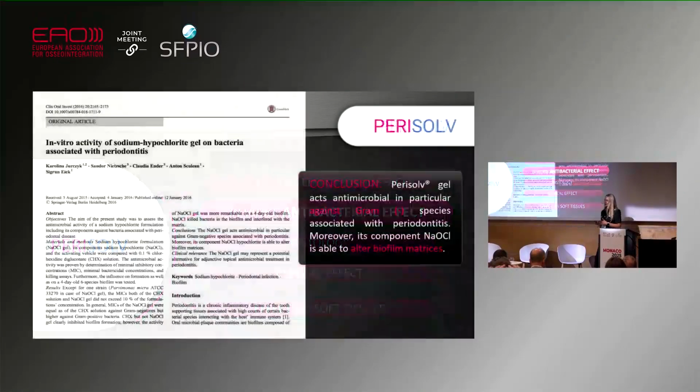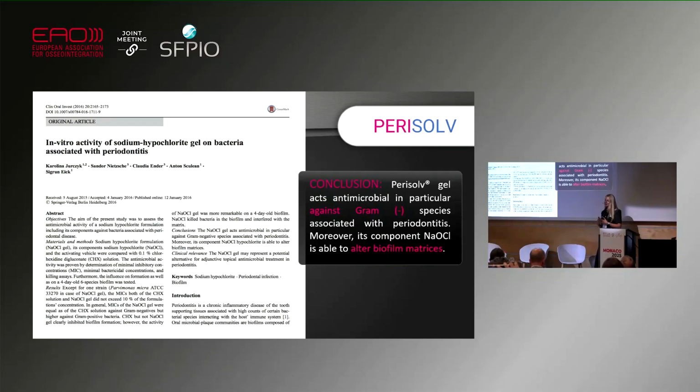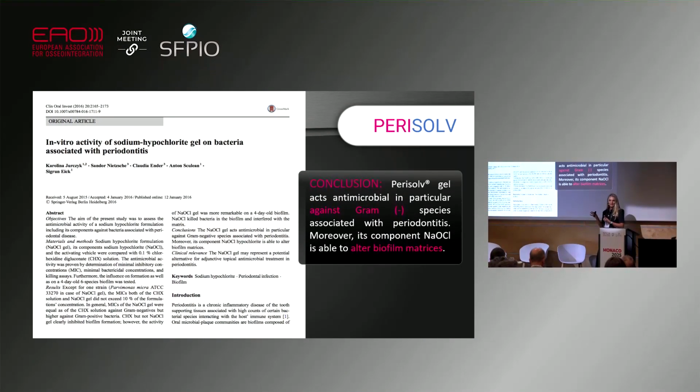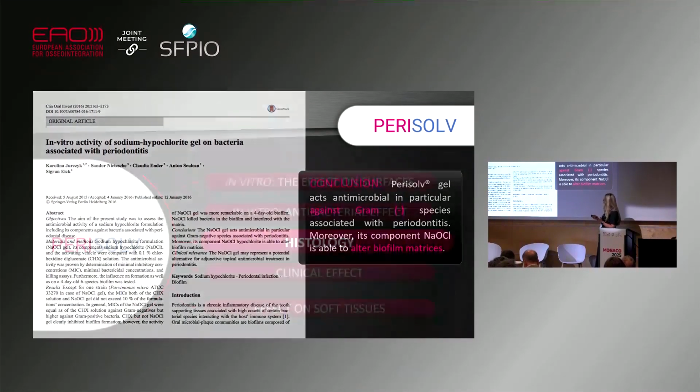basic studies. The first study is an in vitro study by the Bernese group who evaluated the antibacterial effect of Perisolv, of chloramines, and they found that this gel acts antimicrobially against gram-negative species that are associated with periodontitis. Another important observation was that the component of sodium hypochlorite is able to alter the matrices of a biofilm, and later I will explain why this is so important.